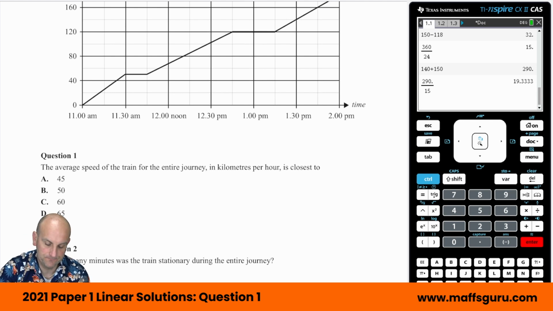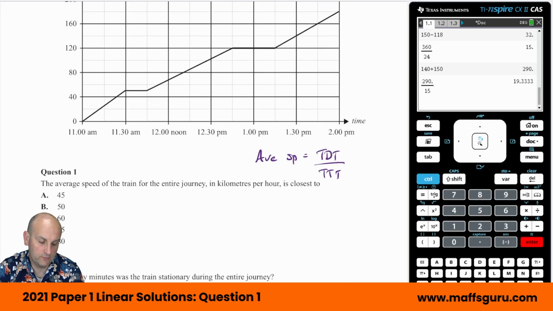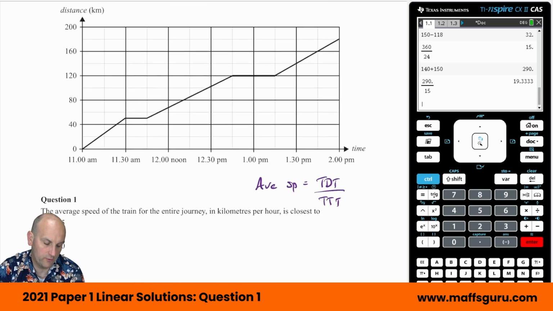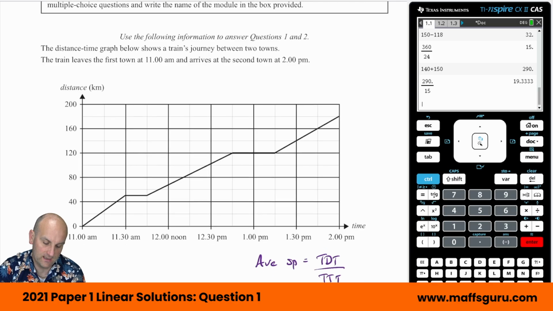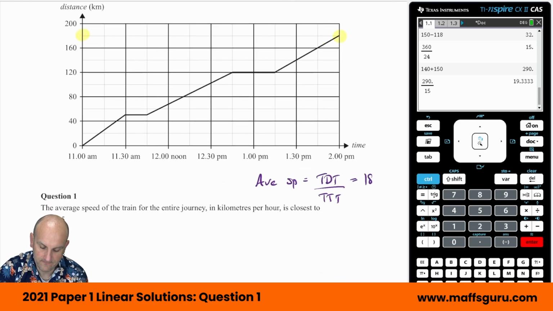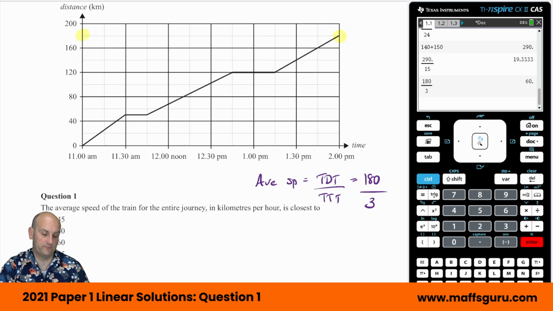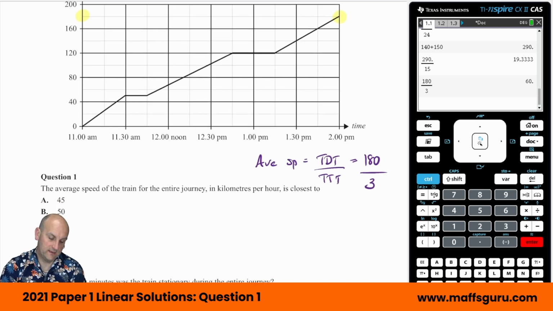Well, the average speed, I remember, is total distance travelled divided by total time taken. Right, the total distance travelled we know is 180 kilometres. How do we know that? Because if I look at this point here, it comes to here, so it's 180 kilometres. And the total time taken in hours is going to be 1, 2, 3 hours. So if I do 180 divided by 3, it gives me 60. So average speed of 60 kilometres per hour.